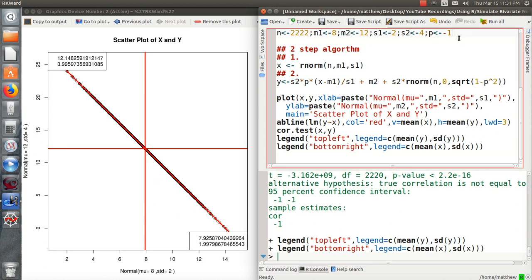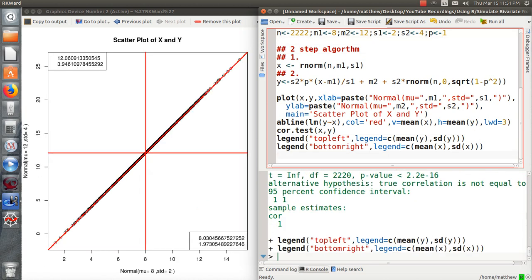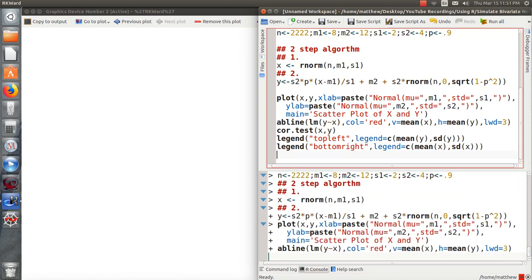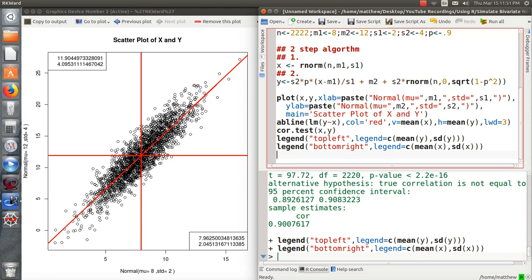Okay, so let's make that a positive 1 and see if we get a positive correlation, and we do. Correlation is exactly 1. Our sample is exactly 1. Let's make this a strong correlation of 0.9, rerun, and we see the positive correlation in between our X and our Y with the means and standard deviations that we wanted.